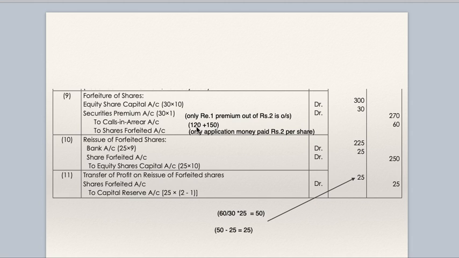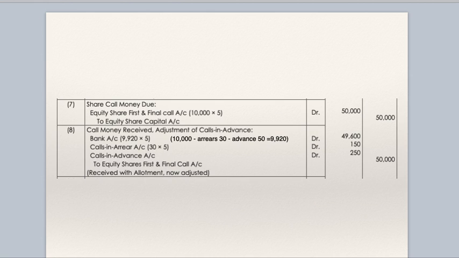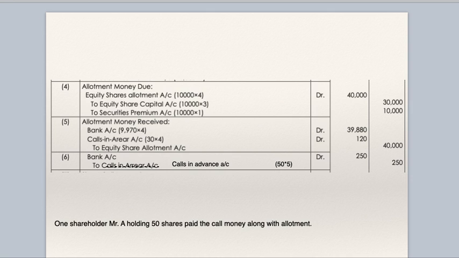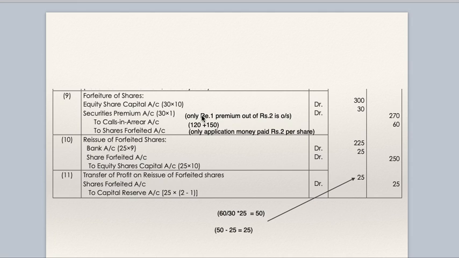Calls in arrears 120 they have not received on allotment, and 150 they have not received on first and final call, which we had transferred to calls in arrears. See here, first and final call, calls in arrears we have debited 150. Allotment 120 we have debited to calls in arrears. Now 120 plus 150, 270, you are crediting to calls in arrears. So your calls in arrears account gets closed here.